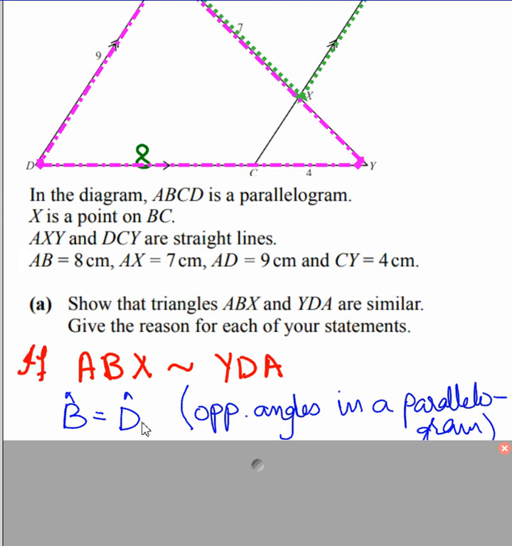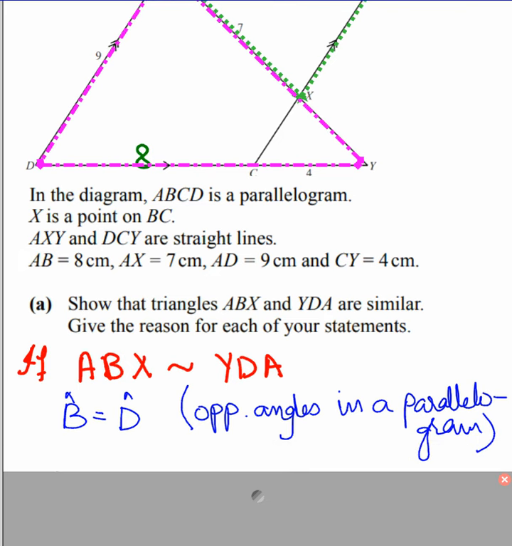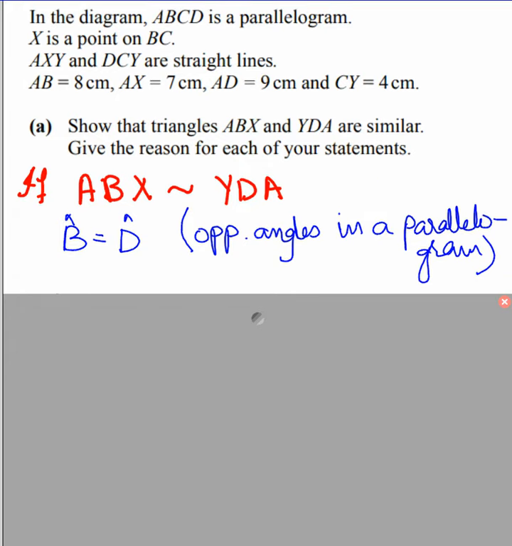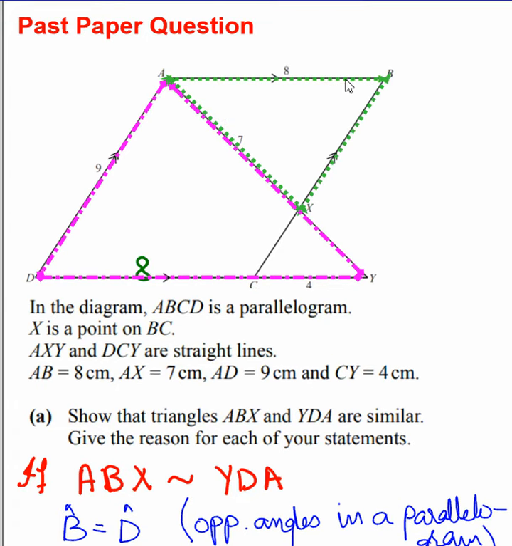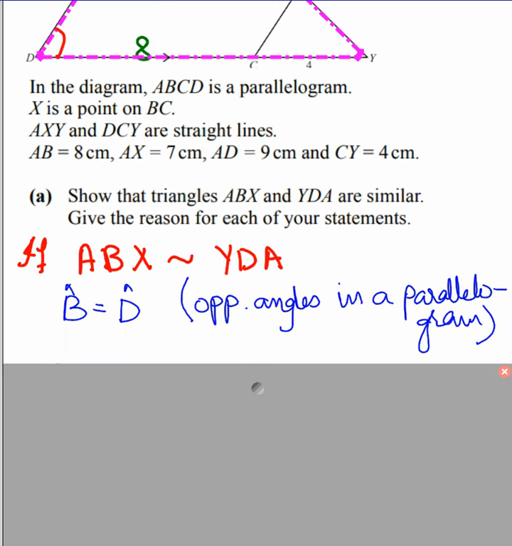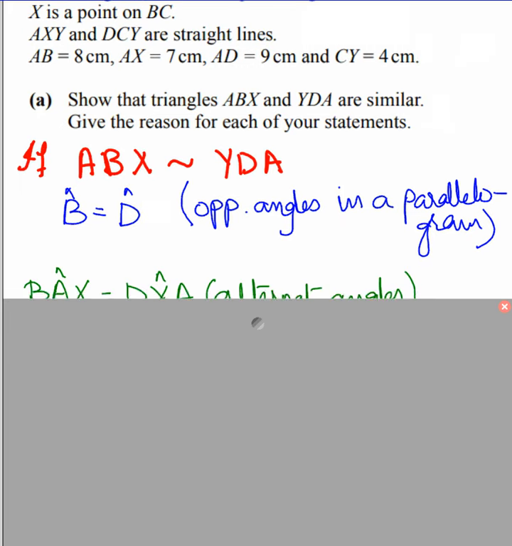Now angle B is equal to angle D. Why is it so? Opposite angles in a parallelogram are equal. So if you see here, this angle is equal to this angle, right? It means angle ABX is equal to YDA. So one thing we have proven in the triangle, that one angle is the same. So angle B is equal to angle D, and we have given the reason because the question is saying give your reasons for your statements.